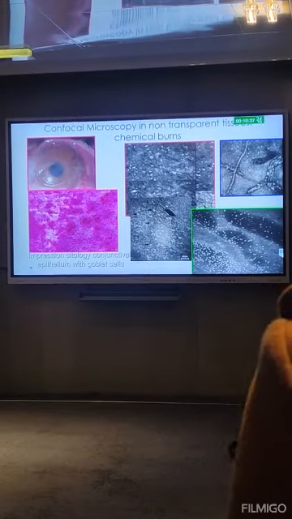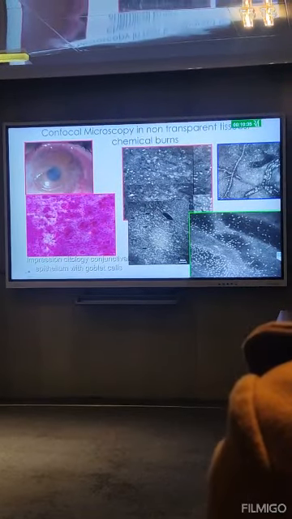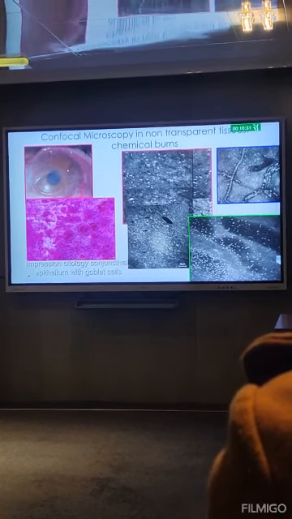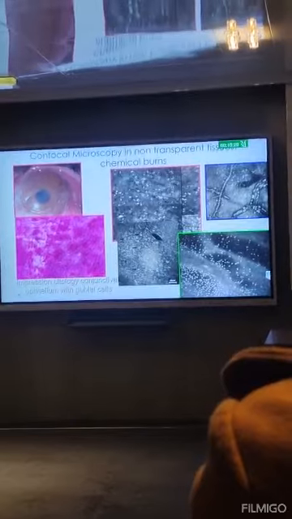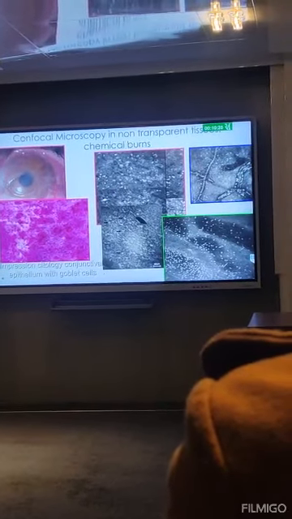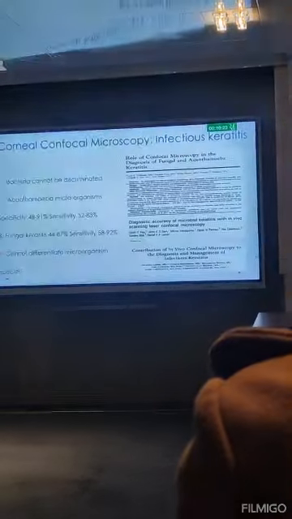It is also useful in chemical burns, because you cannot understand when conjunctivalization is occurring better than with just the slit lamp. You can define the level of inflammation and better see the neovascularization.